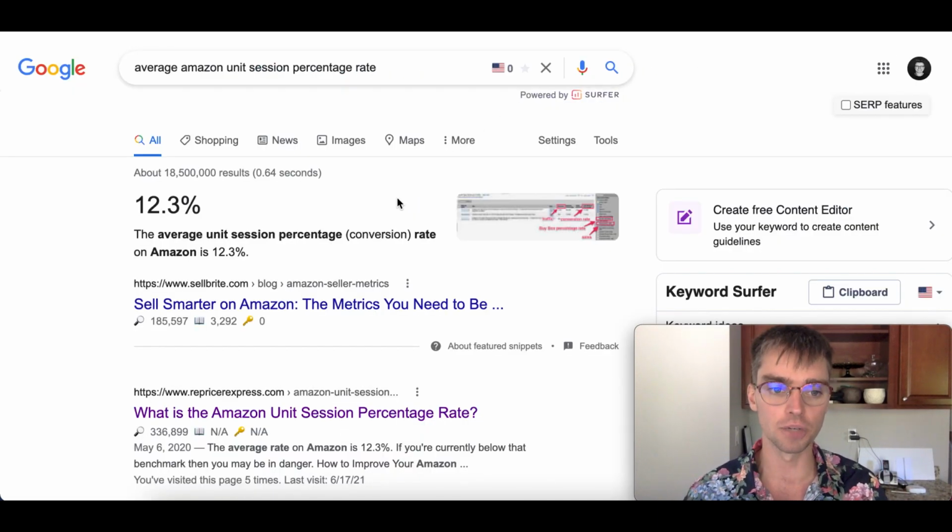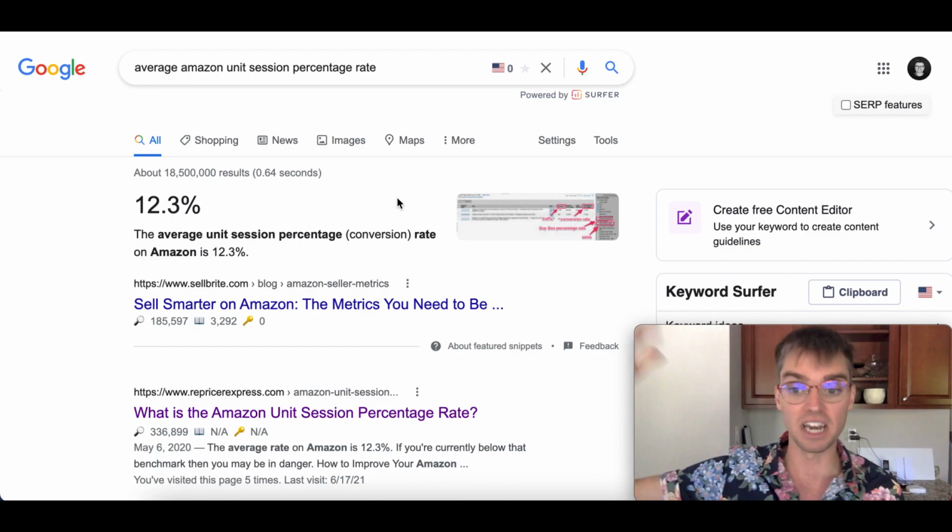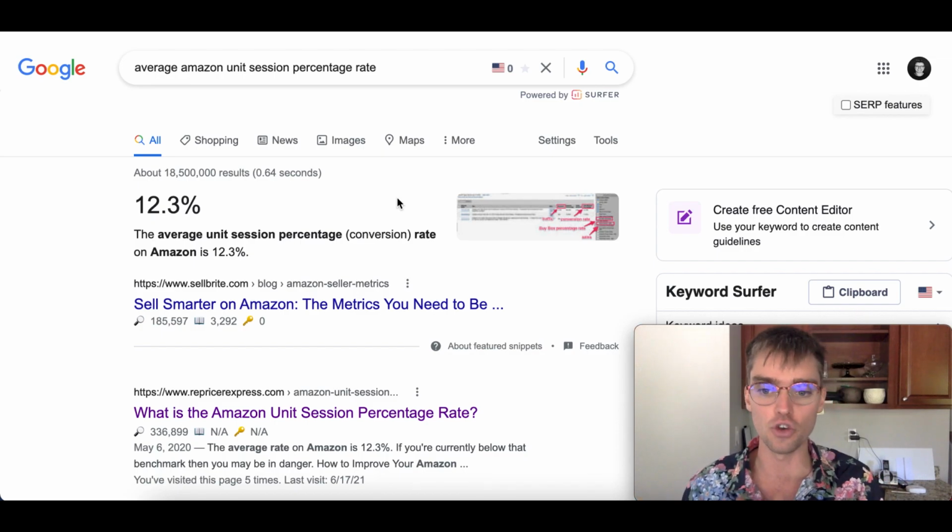The average Amazon unit session percentage rate, or conversion rate, according to Sellbrite.com, is 12.3%. And I've seen this to be true. In certain categories, it's going to be higher. Obviously, certain products as well, it's going to be higher or lower. And your goal is obviously to get as high as possible. Not just higher than your competitors, but significantly higher than them and significantly higher than you were before.